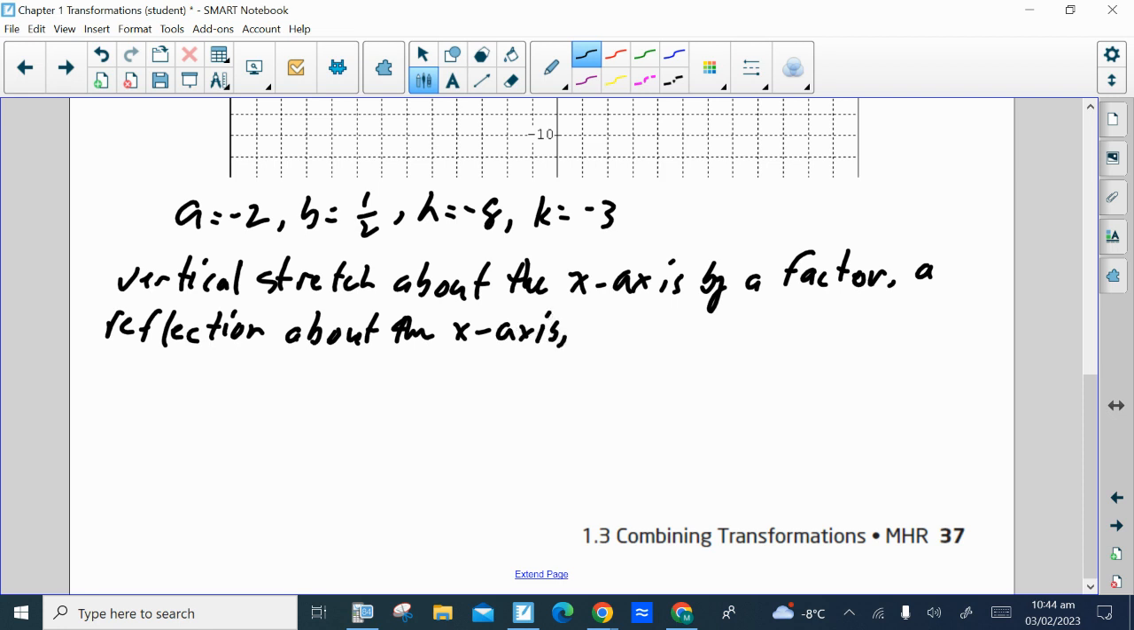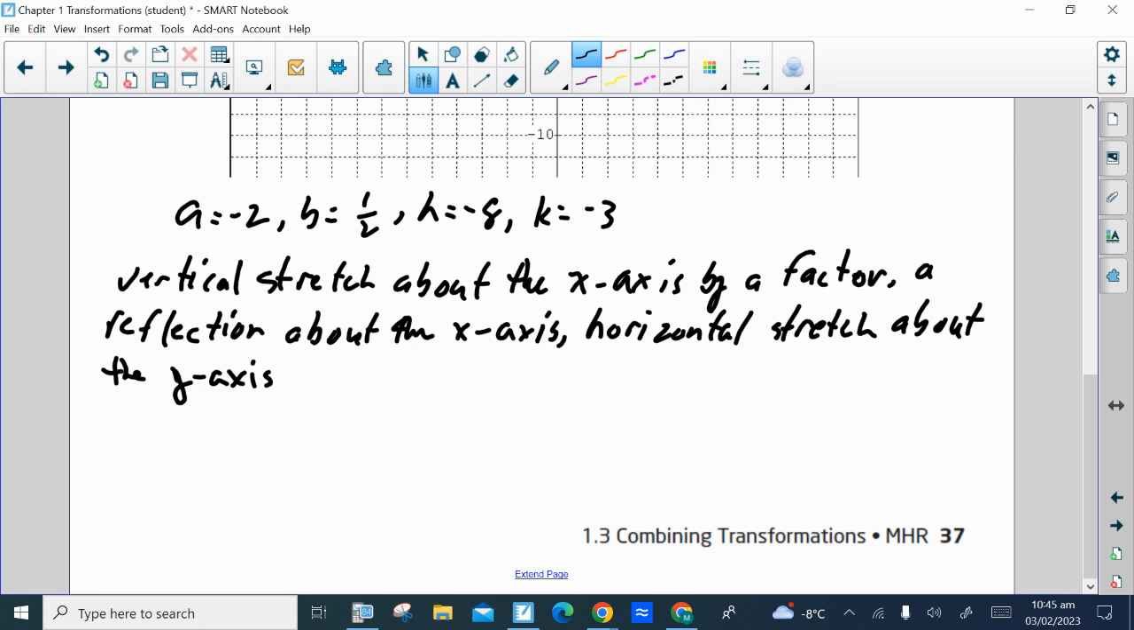A b value of a half means a horizontal stretch about the y-axis. But remember, the stretch factor is always the reciprocal of b. So that would be a stretch factor of 2. And then finally, the graph is going to shift 8 units left and 3 units down.